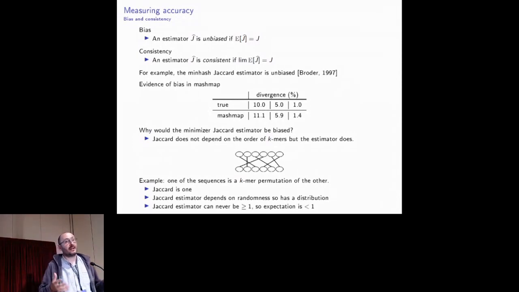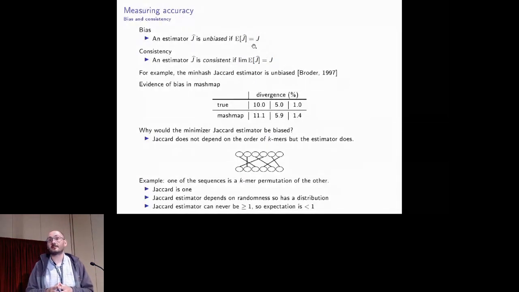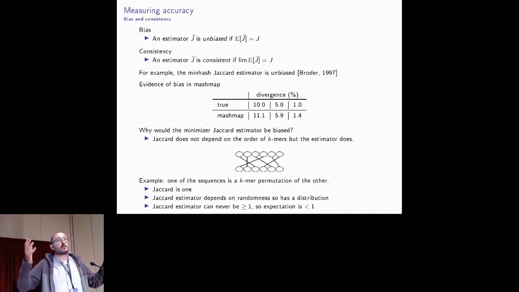Now, statisticians have a very nice way to think about this. Even though at any given time you might get a different estimate, what you want is that on average, you get the true value. So more formally, the expected value of the estimator is the true value. And if your estimator has this property, it's said to be unbiased. Now, sometimes this doesn't hold, but a weaker condition holds. Namely, you might have a bias when the sketch size is small, but as you increase the sketch size, you decrease the bias more and more. So when this happens, the estimator is said to be consistent.